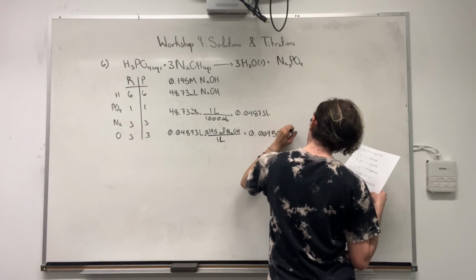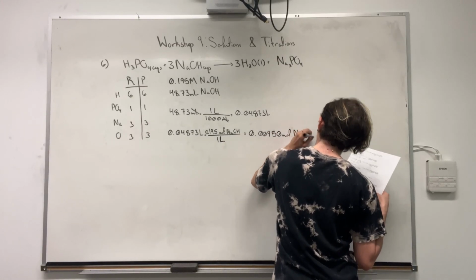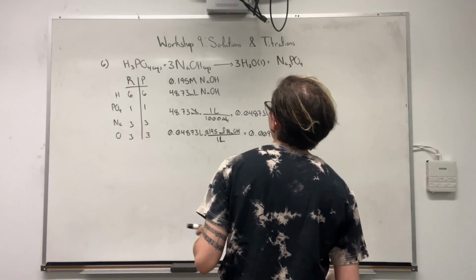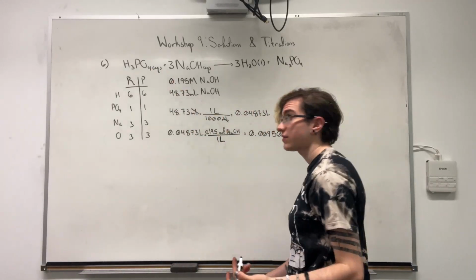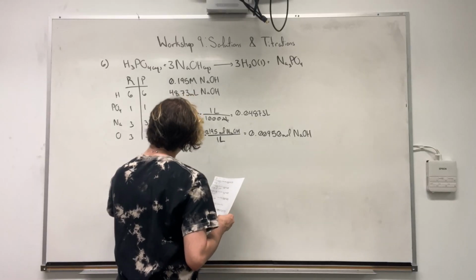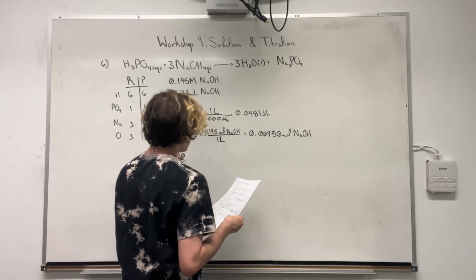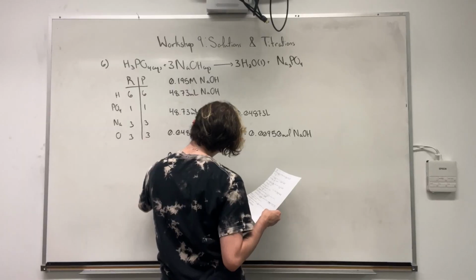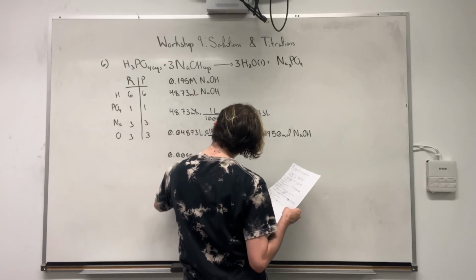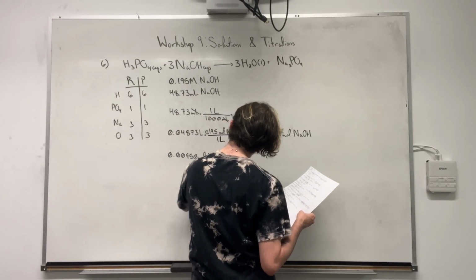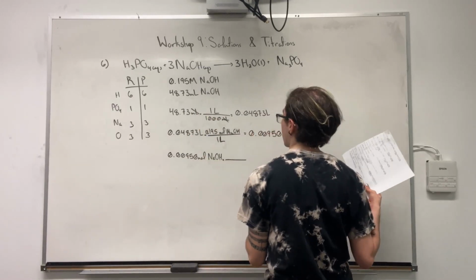0.00950 moles of sodium hydroxide. Now that we know how many moles of sodium hydroxide we have, we can find how many moles of phosphoric acid we have. 0.00950 moles of NaOH. That 1:3 ratio is now going to come into play.